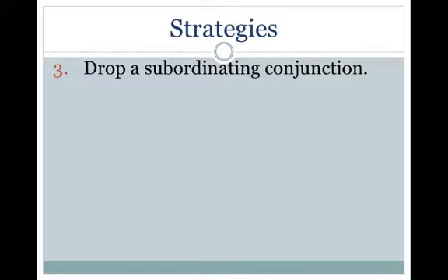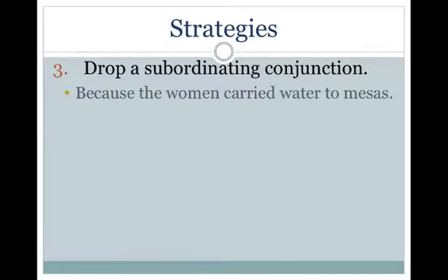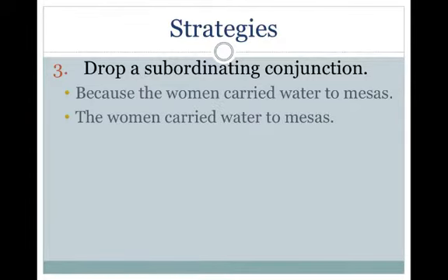Three, drop a subordinating conjunction. Because the women carried water to mesas. Because is a subordinating conjunction, we can get rid of it, and the sentence is now complete. The women carried water to mesas.